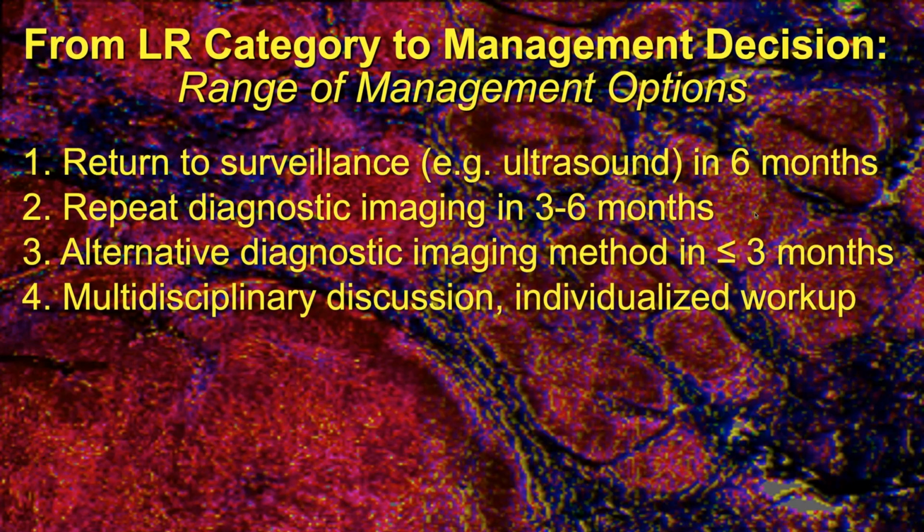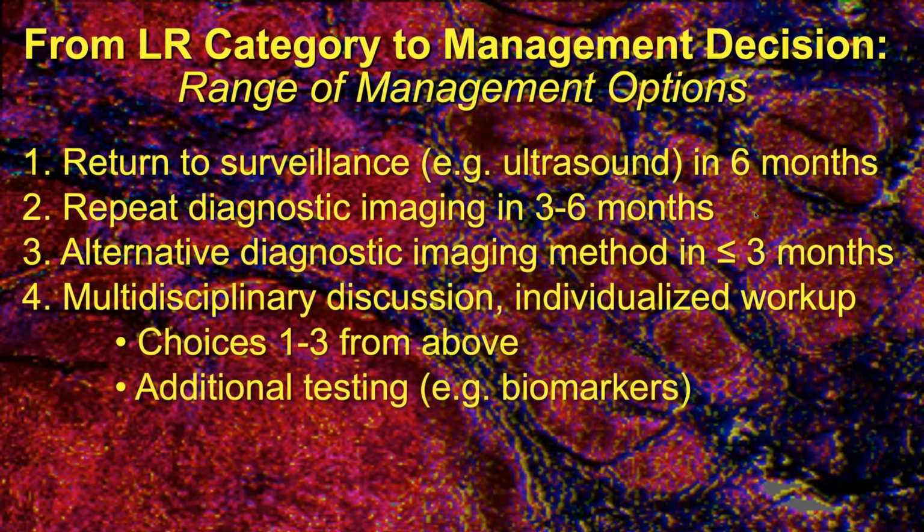Now that may not be enough, so anything more than that should go to multidisciplinary discussion to arrive at an individualized workup. So here there are many factors that need to be accounted for, which the radiologist often won't be aware of. Now, the outcome of this multidisciplinary discussion might indeed be options 1, 2, or 3 that we've just gone over. Or perhaps additional testing is needed, such as biomarkers. Or perhaps just go straight to treatment, but the discussion will help determine what is the best treatment for this patient.